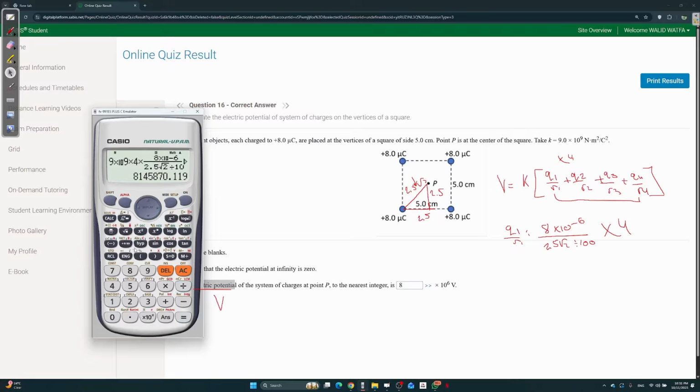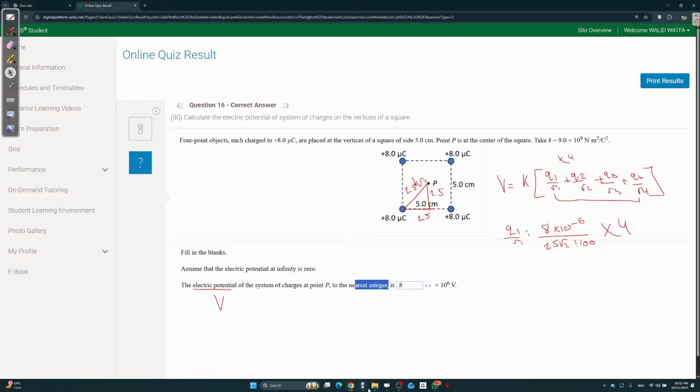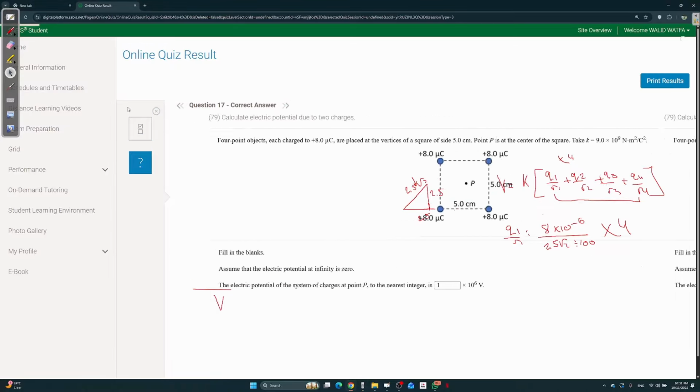They want times 10 to the 6, so let's just click on the scientific notation button, and you get 8 times 10 to the power of 6 to the nearest integer. Okay, to the nearest integer. So it's here, 8 times 10 to the 6. Okay, Q17, we're almost done.